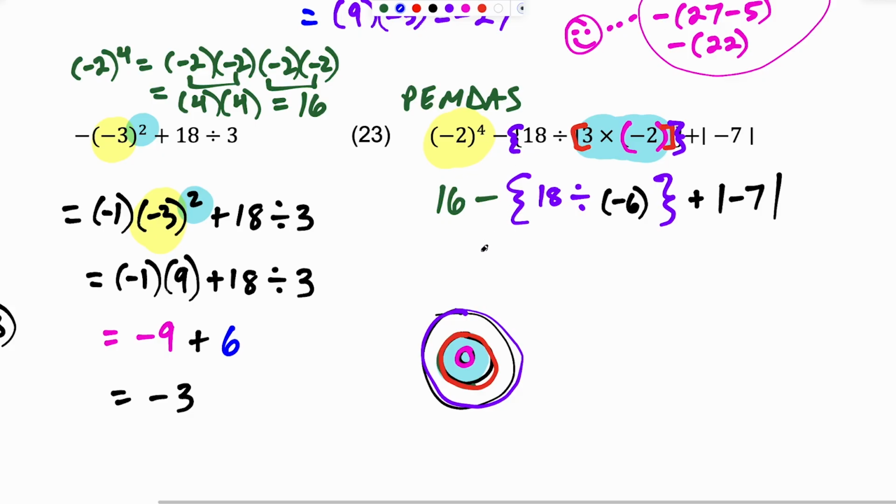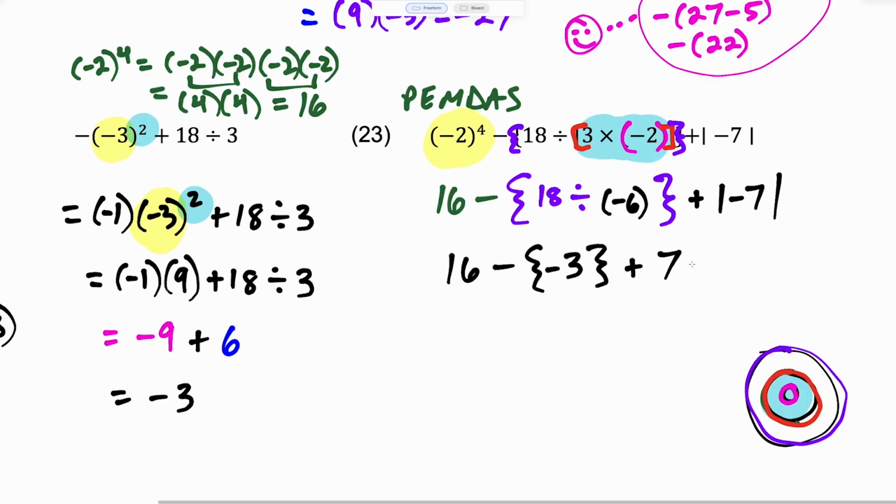In the next line here, now we have 16 minus, and inside these curly brackets, 18 divided by negative 6 is negative, because we have a positive divided by a negative, and 18 divided by 6 is 3. So we get 16 minus negative 3. And then we get plus the absolute value of negative 7, which is equal to positive 7. Now I'll just move this part out of the way and we'll simplify the rest here. In the next line, 16 minus minus 3 becomes 16 plus 3. And then we have plus 7 at the end.